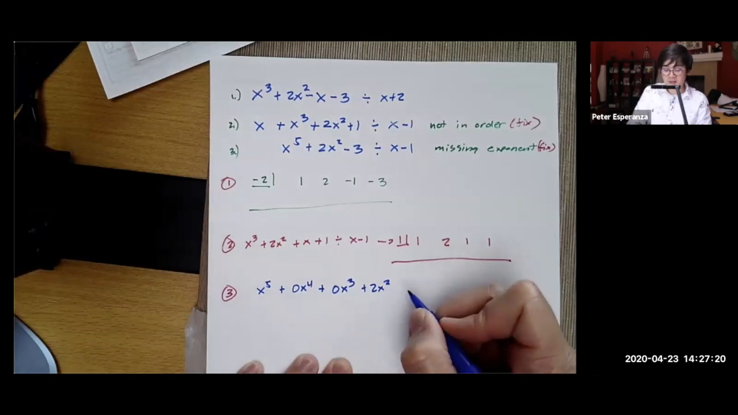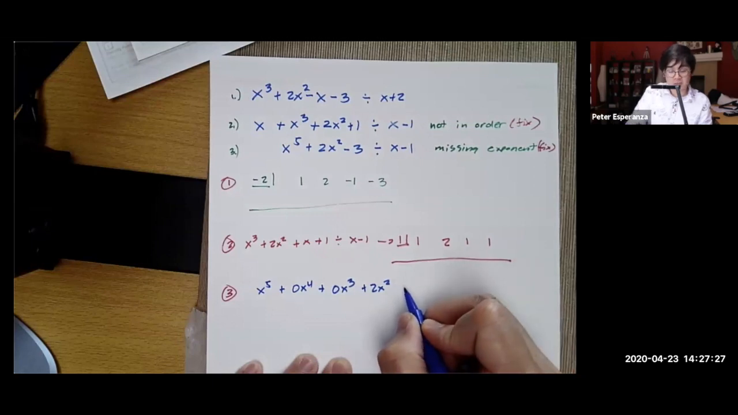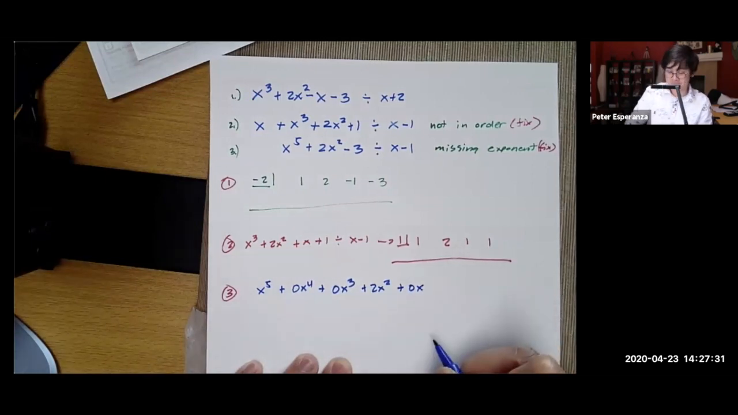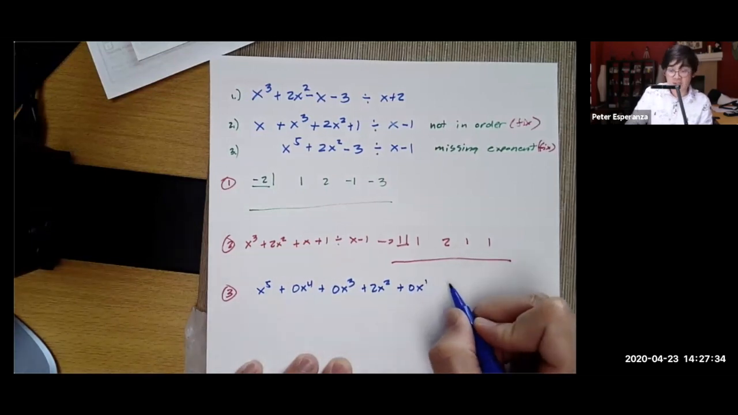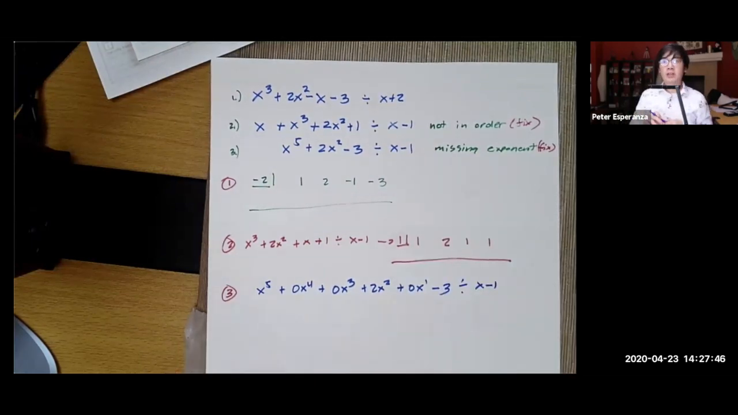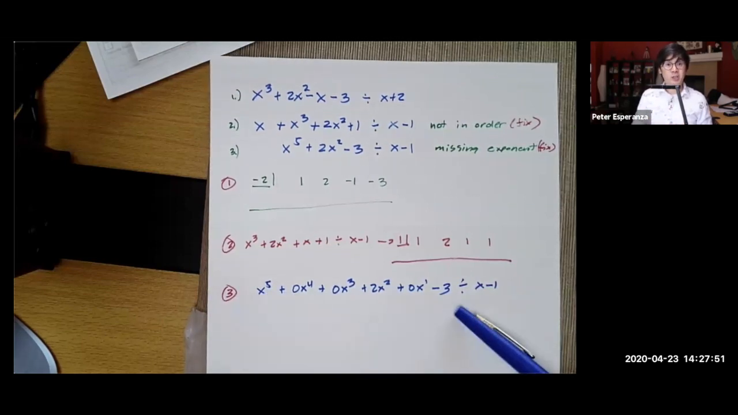What else is missing? Do I have another missing variable? Yes, we have. Plus 0, x to the 1, and then the constant. And then you divide it by x minus 1. So how do you know that you have the correct number of terms? If your exponent is 5, your number of terms should be 6: 1, 2, 3, 4, 5, 6. So we have a complete set of polynomial.